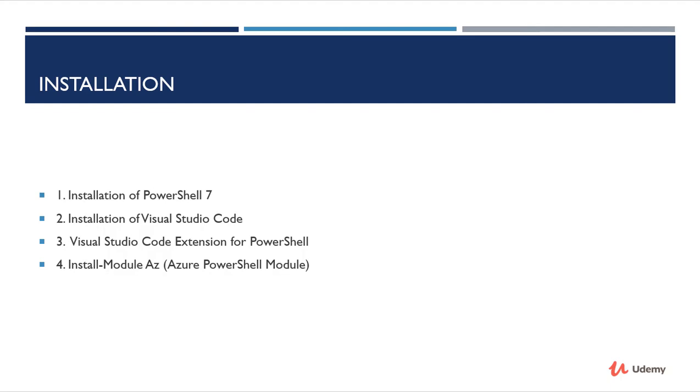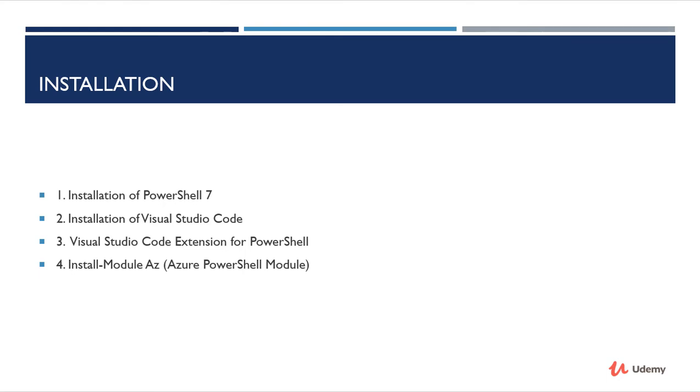In this installation section, we'll see how to install PowerShell 7, and as you know, PowerShell 7 doesn't have ISE for scripting, so we will use Visual Studio Code to write PowerShell code. So we will see the steps to install Visual Studio Code and the PowerShell extension. I have also shared the settings.json file which I am using for my Visual Studio Code. So if required, you can download that file from the course resources. And after that, we'll see the installation of the Azure PowerShell module, so we can start with PowerShell scripting on Azure.